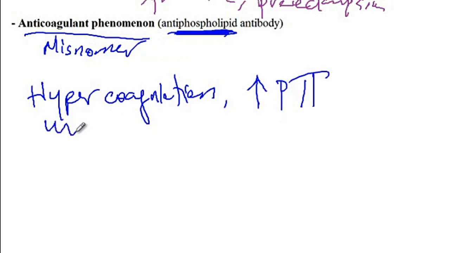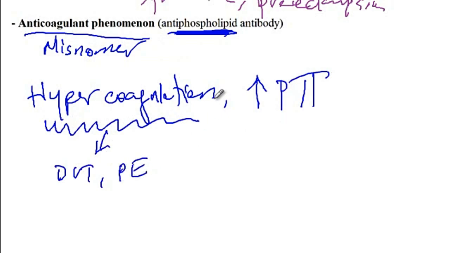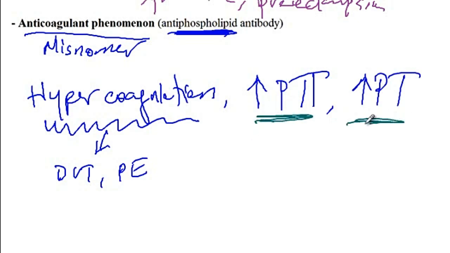But in reality, there is hypercoagulation, which causes recurrent DVTs and pulmonary embolisms in patients with SLE. In addition, there are antibodies that are directed against other clotting factors, and thus prothrombin time is also elevated in patients with SLE. Now, I would like you to know that in patients with deficiency of clotting factors, if you provide them with normal plasma, that would correct the PTT and PT.